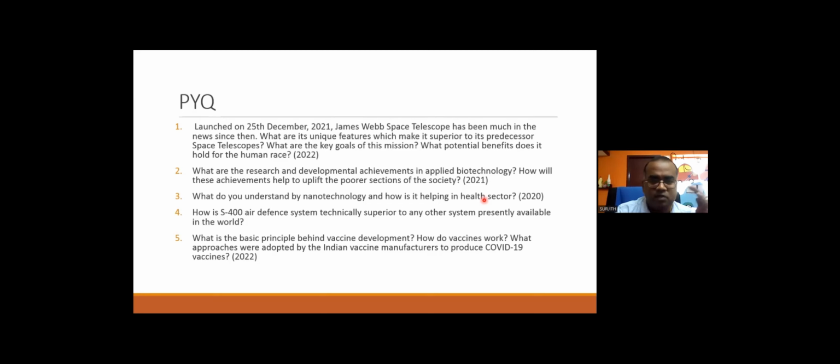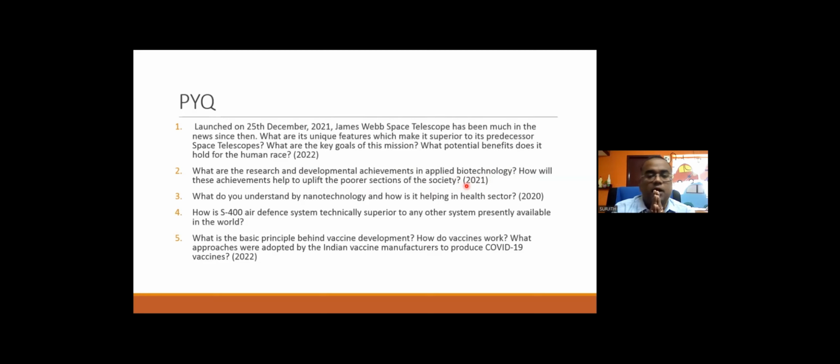See, this is also a kind of static area question. What are the research and developmental achievements in applied biotechnology? How will these achievements help to uplift the poorer sections of society?